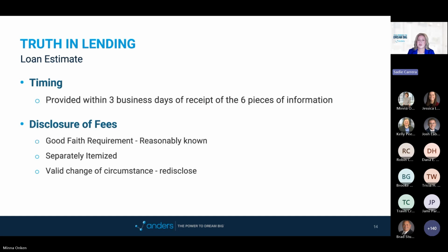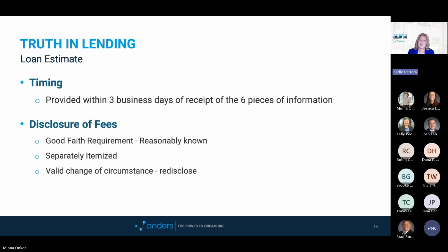Now, Truth in Lending throws us for a loop, and there's 2 definitions of business day in there. For this section of the regulation, a business day means a day on which the creditor's offices are open to the public for carrying on substantially all of its business functions. This means for some of your institutions, Saturday would be a business day, and some will not count Saturday as a business day for the provision of the LE.